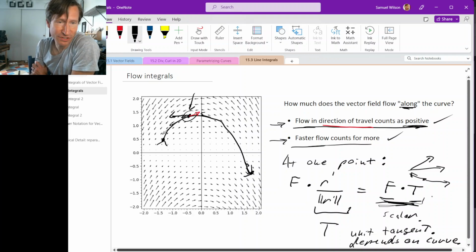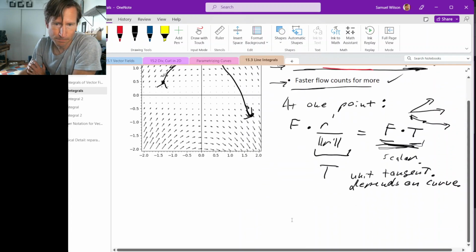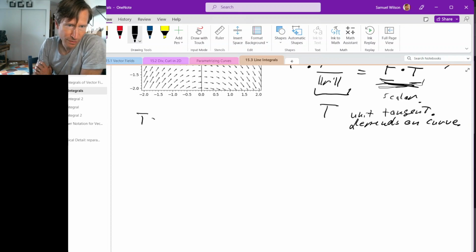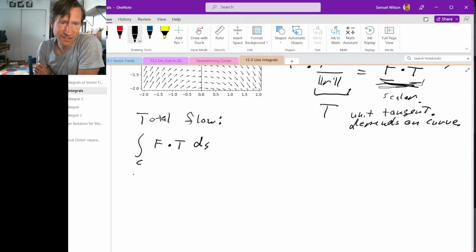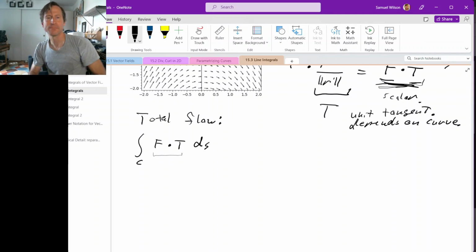Right? The result of a dot product is a scalar. So what we should do to measure the total flow along this curve is just to do the line integral of this quantity along the curve. So for the total flow, we will just do the line integral across the curve of F dot capital T ds. Right. So this is our normal scalar line integral, but the scalar function that we are integrating is actually itself a dot product. All right.